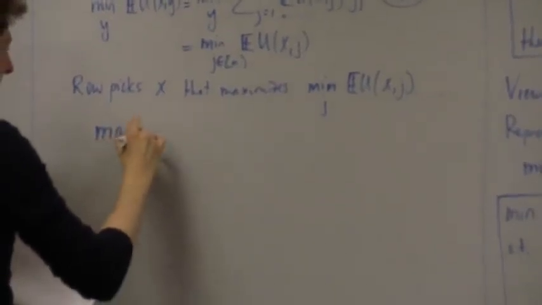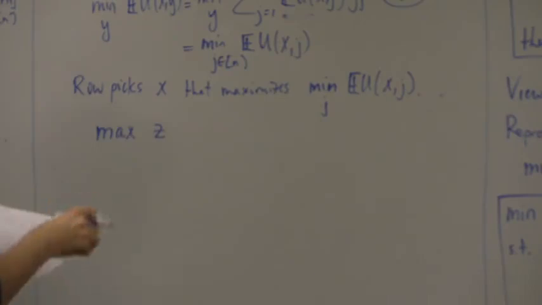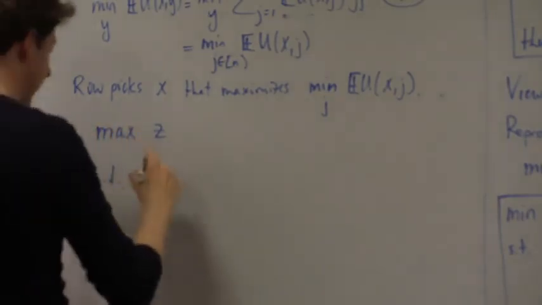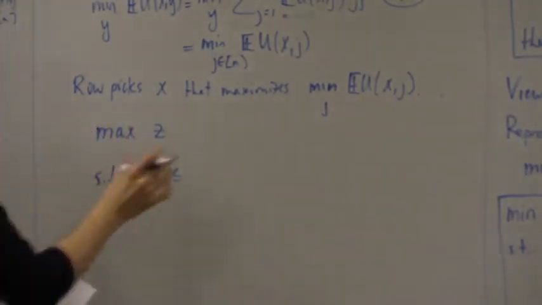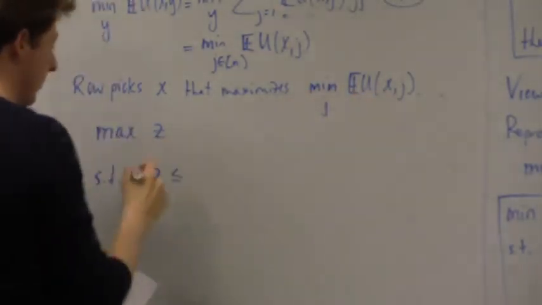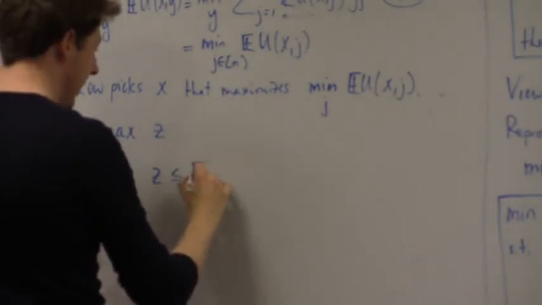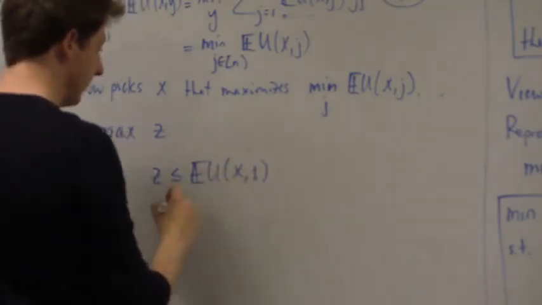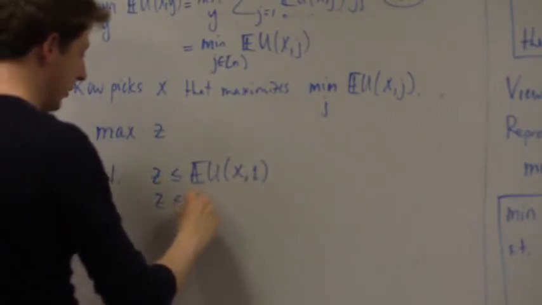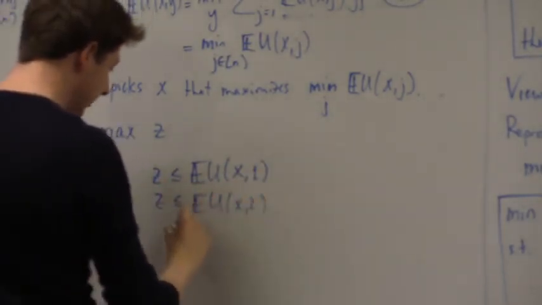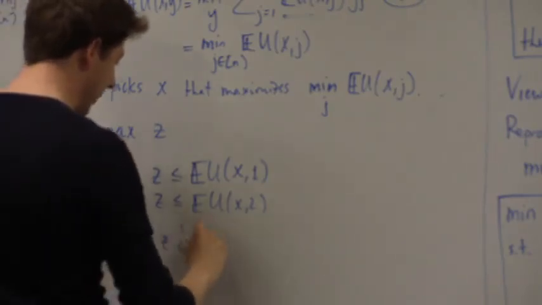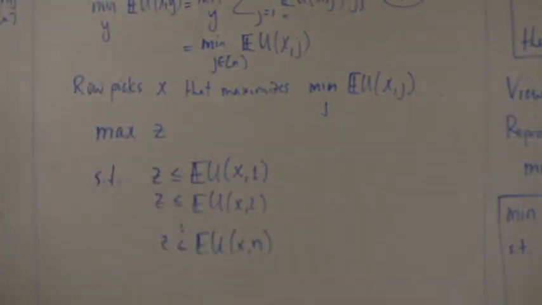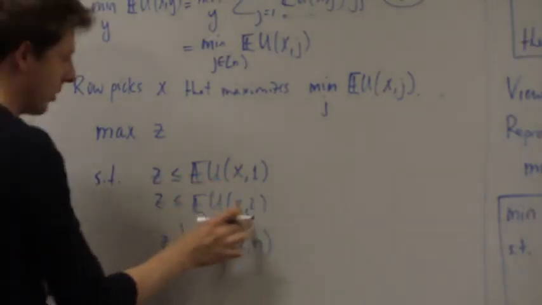We're going to say max of z, like we had before, such that I have a minimum of n things. So I'm going to say z is at most expected utility of x1. Z is at most expected utility of x2. I have n such inequalities. Notice that each of these is a linear equation in x.